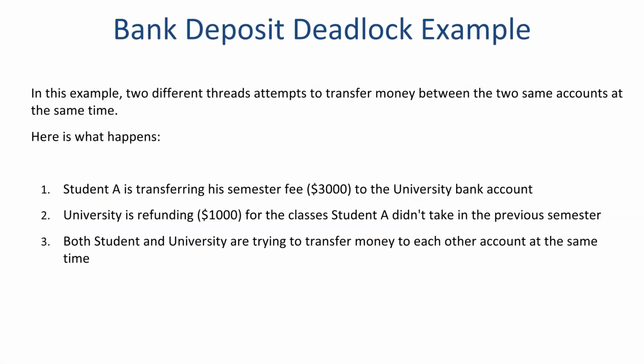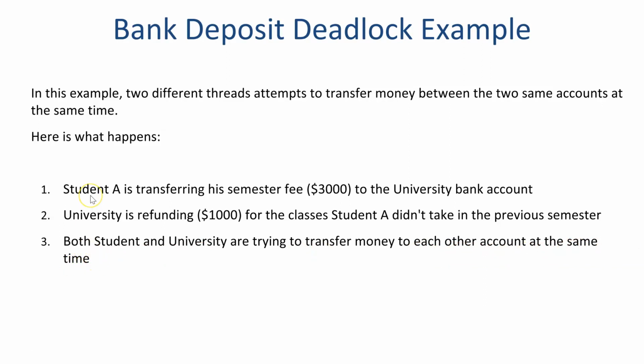So let's look into this example. This is a bank deposit deadlock example, and in this example there are two different threads which are attempting to transfer money between the two same accounts at the same time. So here's what's happening. Student A is transferring his semester fee of $3,000 to the university bank account, and university is refunding $1,000 for the classes student A didn't take in the previous semester. Both student and university are trying to transfer money to each other account at the same time.